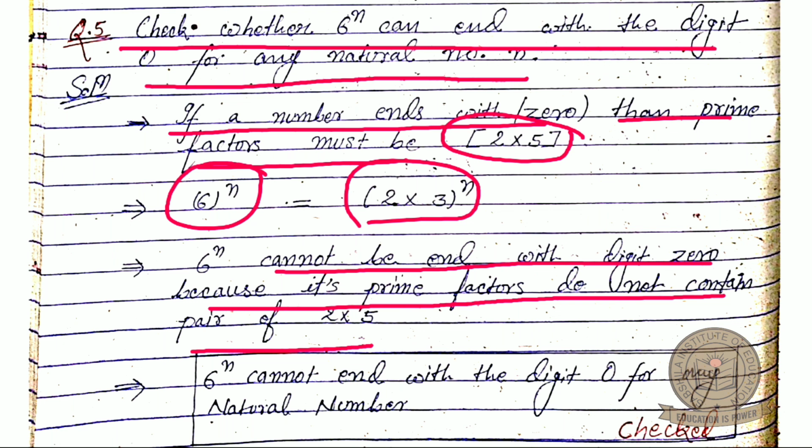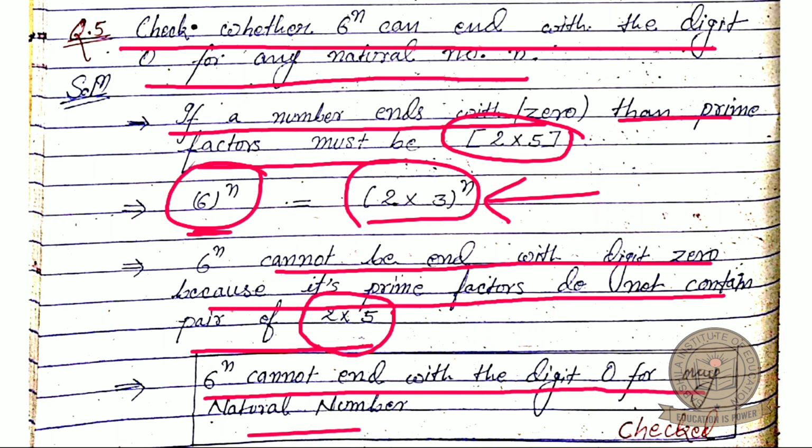6 to the power n, that means 6 can be written as 2 into 3. 2 3s are 6. If we want 0, then it should be 2 into 5. 2 5s are 10. So 2 3s are 6 we are getting, there is no 0, and 2 5s are 10 we are getting, that is 0. So we can say that 6 to the power n cannot end with the digit 0 for any natural number. You can write checked here. Why? Because the question is saying to check. Getting everyone?